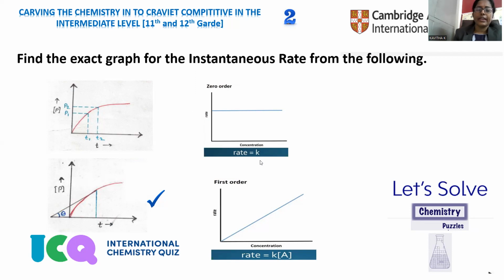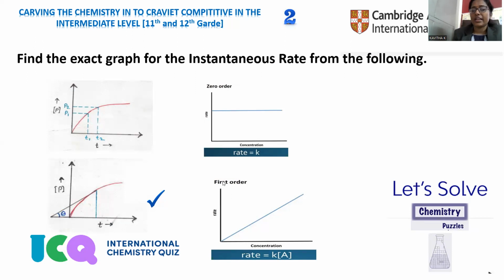Rate is equal to K. And if you go for this kind of graph where pressure versus time is plotted and there is a curvature, you can clearly observe this is the right representation for the instantaneous rate of the reaction. This will be the right representation.